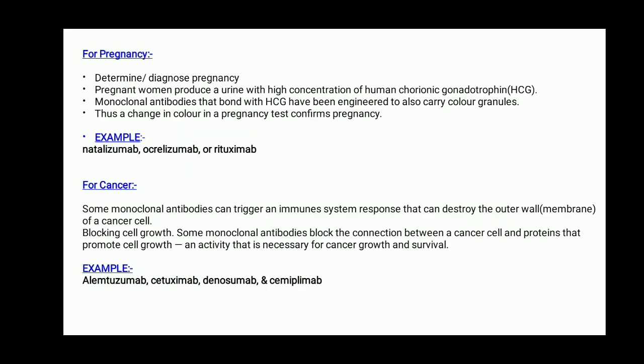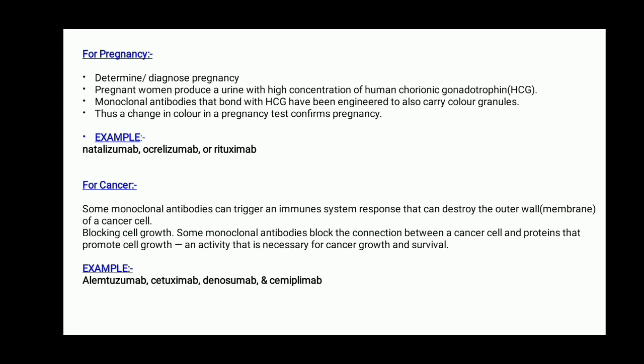For pregnancy, to determine and diagnose pregnancy, different monoclonal antibodies are used. Pregnant women produce urine with a high concentration of human chorionic gonadotropin, that is HCG. Monoclonal antibodies that bond with HCG have been engineered to also carry color granules. Thus, a change in color in a pregnancy test confirms pregnancy. Examples: natalizumab, ocrelizumab, or rituximab.